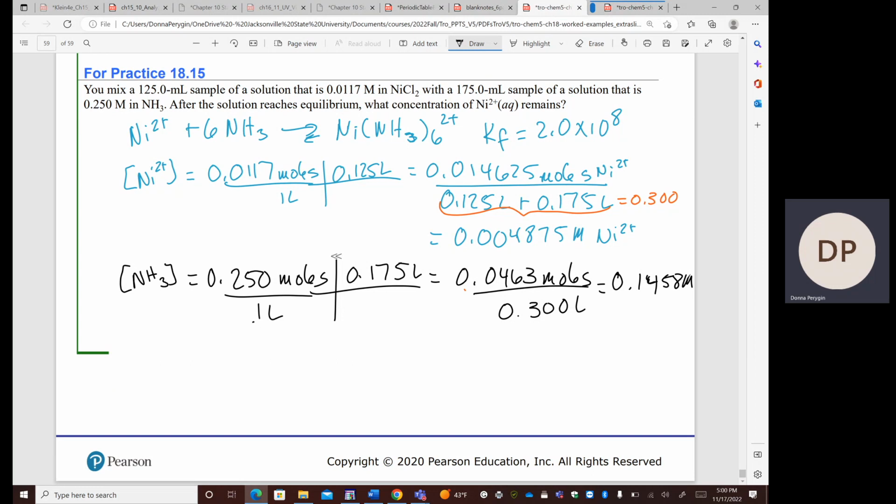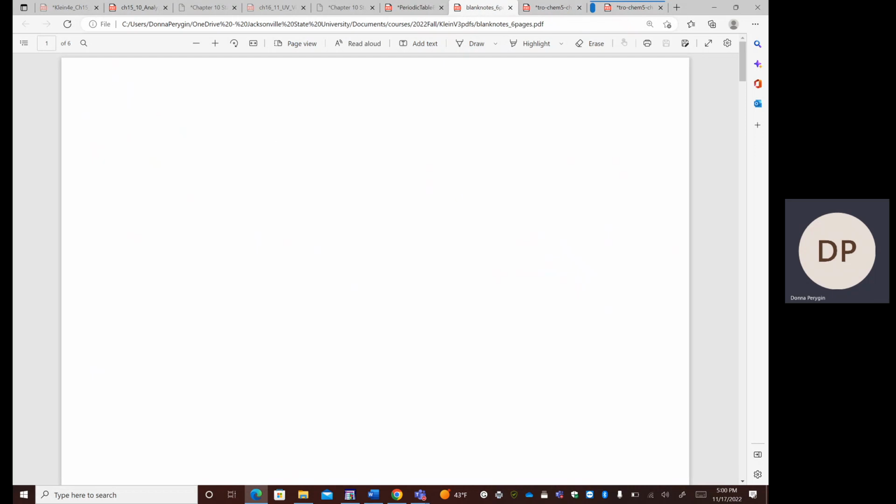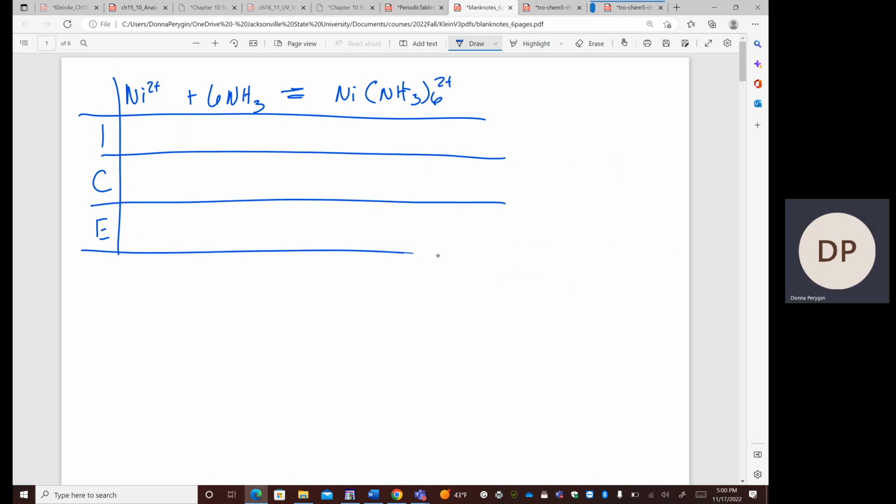Now we can go ahead and build an ICE table. So I'm going to go ahead and move over to a new slide so that we can have room to work here. So let's go ahead and rewrite our reaction. Nickel plus ammonia goes to Ni(NH3)6. All right, and so let's build an ICE table. So initial, change, and equilibrium values we're looking for here. Okay, so we're starting with none. Immediately when we mix, we have none of our complex, okay?